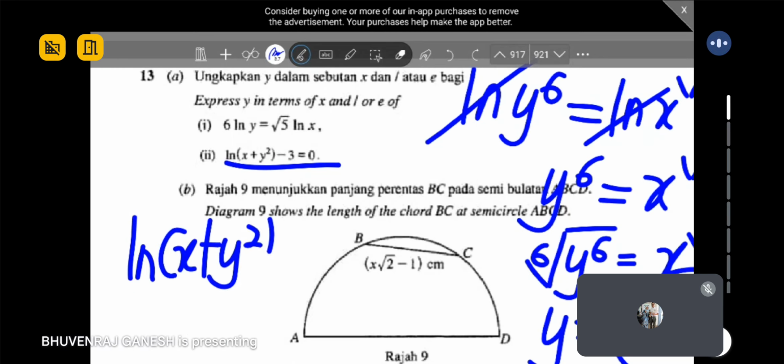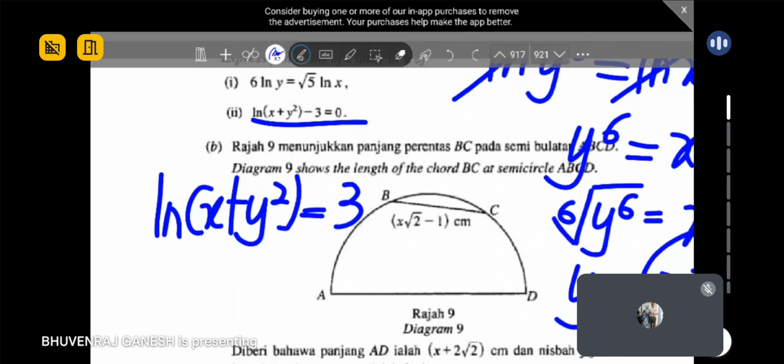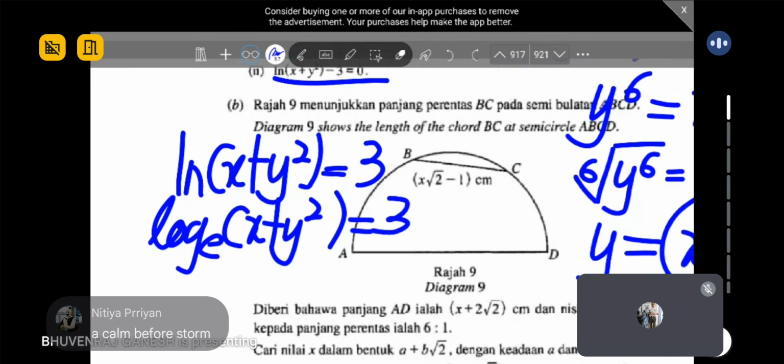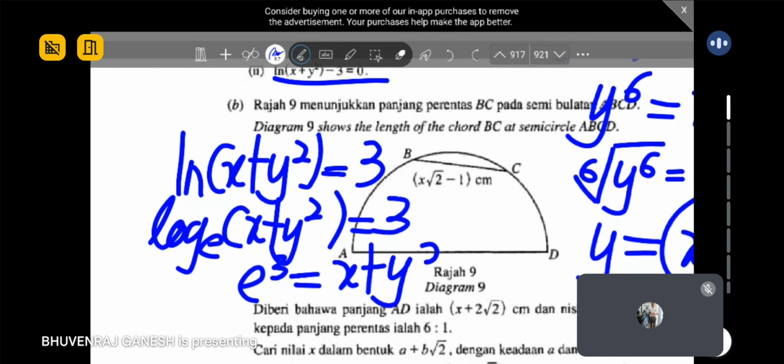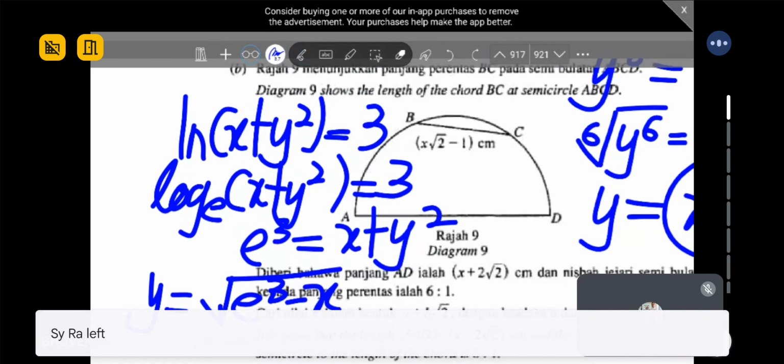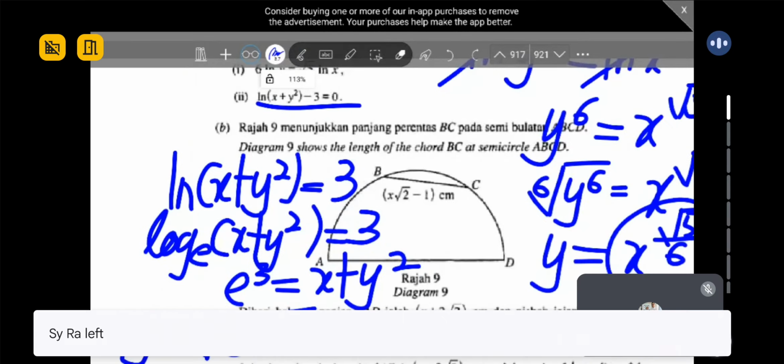First time I say AdMath paper like this, you know, SPM. I say senang. Okay, so first step, very simple. Ln is log base e. Am I right? So you just apply, convert log form to index form. Kamu tukar bentuk log ke index. So e power 3 equal to x plus y square. Okay, so you express y in terms of x. y equal to square root of e power 3 minus x. Settle. Ini adalah jawapan nombor 2.